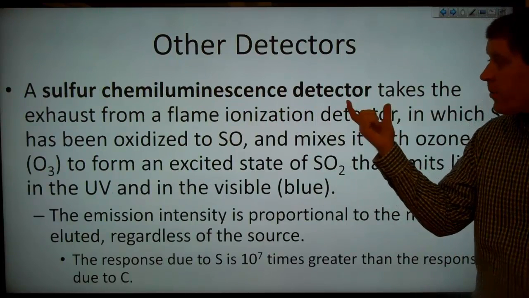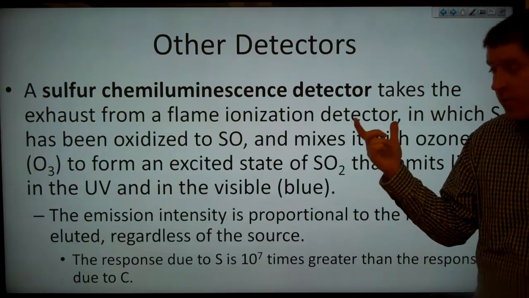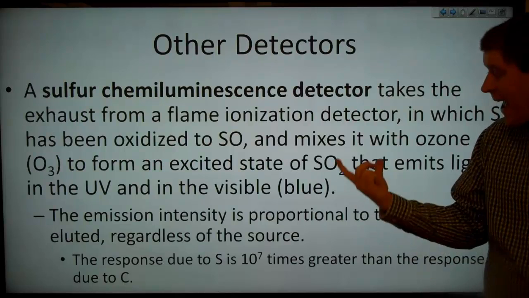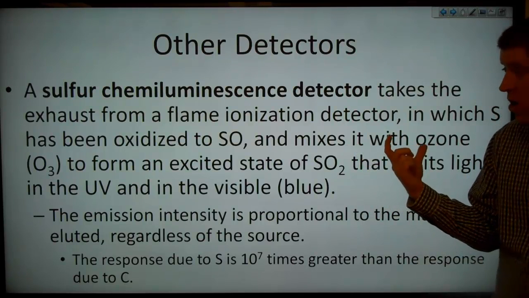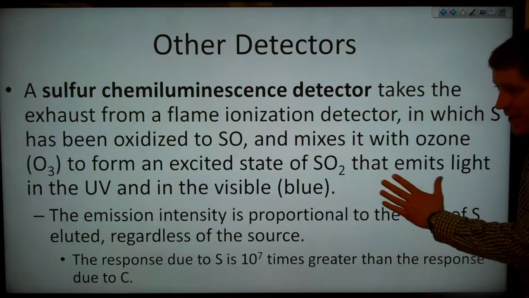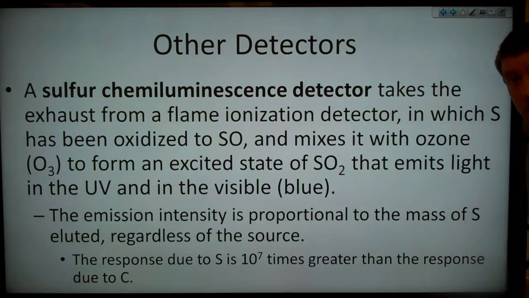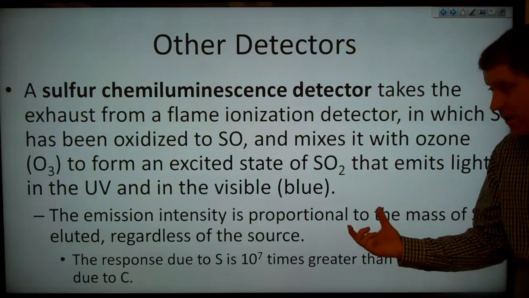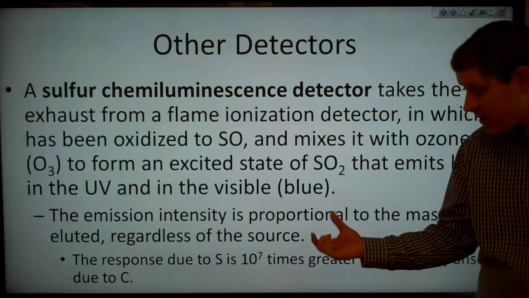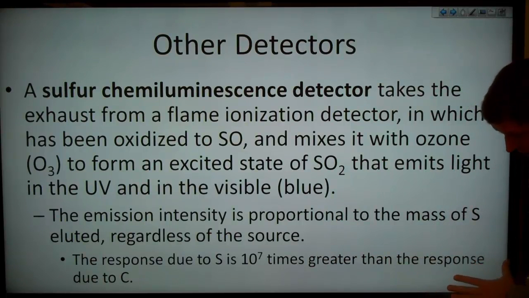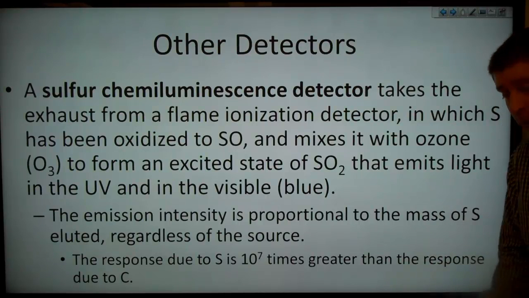A sulfur chemiluminescence detector takes the exhaust from a flame ionization detector in which sulfur has been oxidized to SO and mixes it with ozone, so O3, to form an excited state of SO2 that emits light in the UV and in the visible, in the blue region here. The emission intensity is proportional to the mass of sulfur eluted, regardless of the source. And the response to sulfur is 10 to the 7 times greater than the response to carbon.